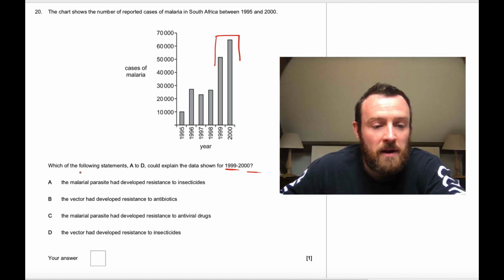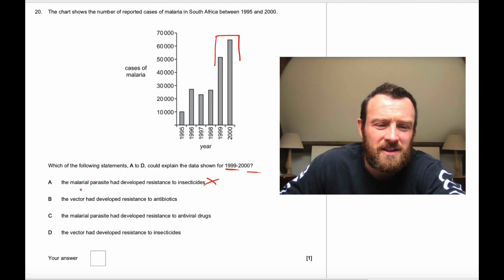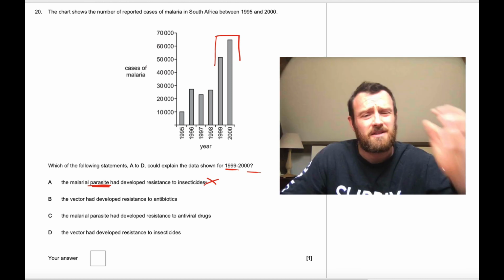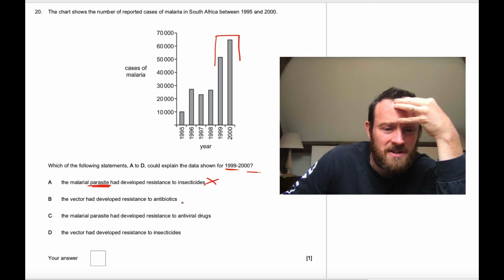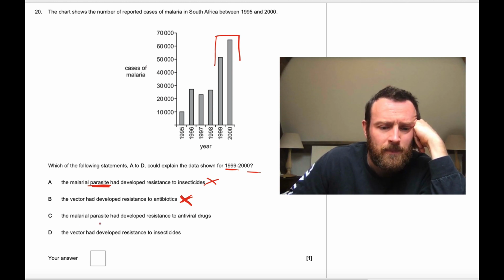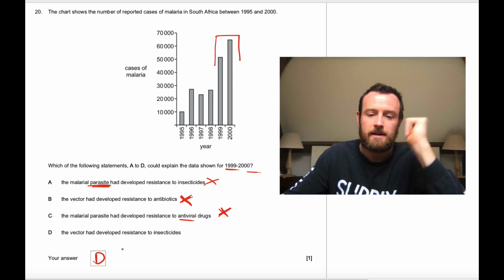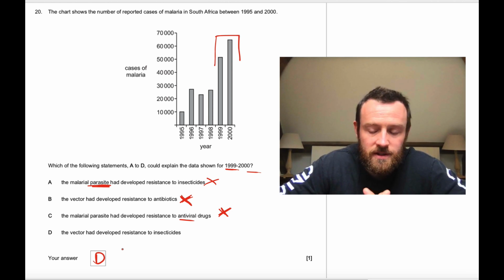Okay. All right. The malarial parasite had developed resistance to insecticides. Well, okay, no, because the malarial parasite itself is not an insect. Maybe mosquitoes are insects, and maybe they developed resistance to insecticide, but not the malarial parasite. The vector had developed resistance to antibiotics? No, because the vector is a mosquito, so that doesn't make any sense. The malarial parasite had, no, that doesn't make any sense either because it's not a virus, it's a protist. The vector had, yeah, there we go. The vector had developed resistance to insecticides, yeah. Okay, so that's D. Okay, so that's the end of that video on pathogens.